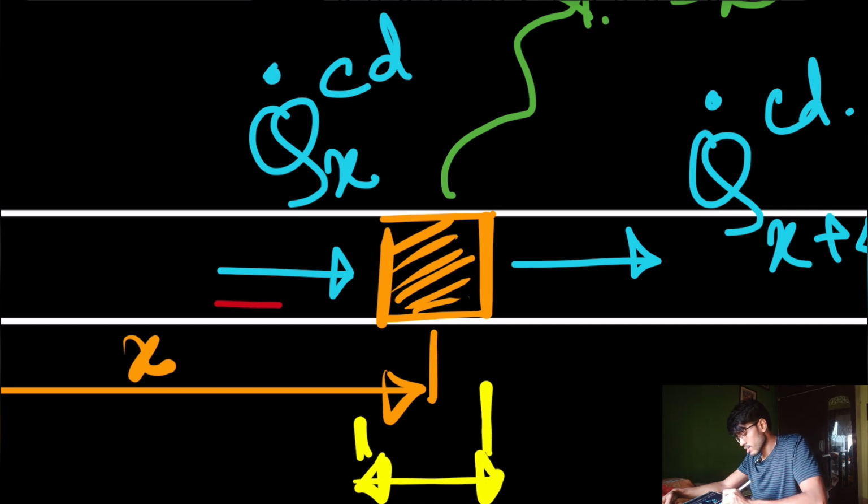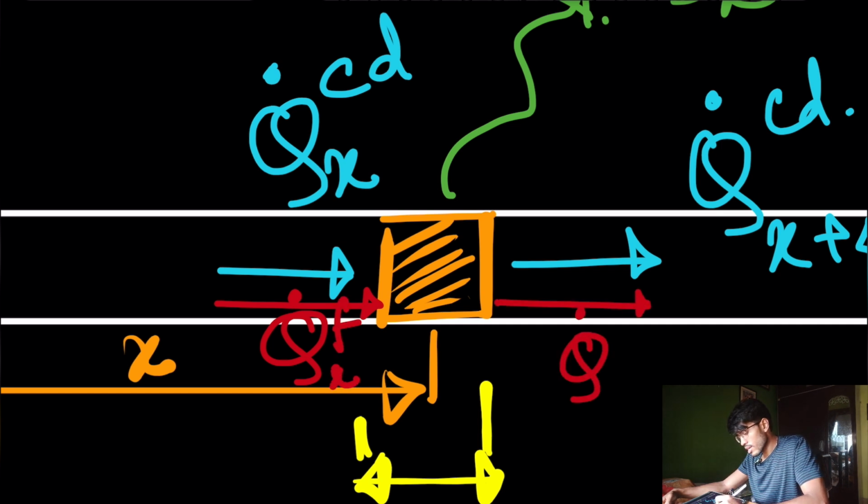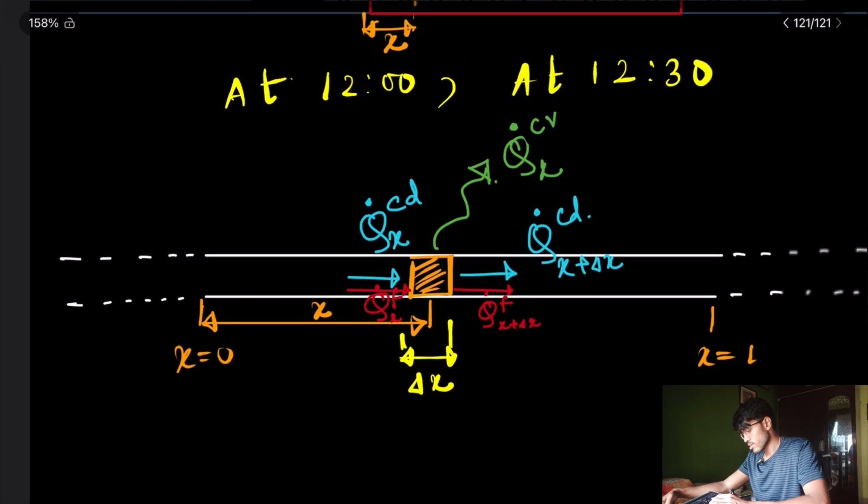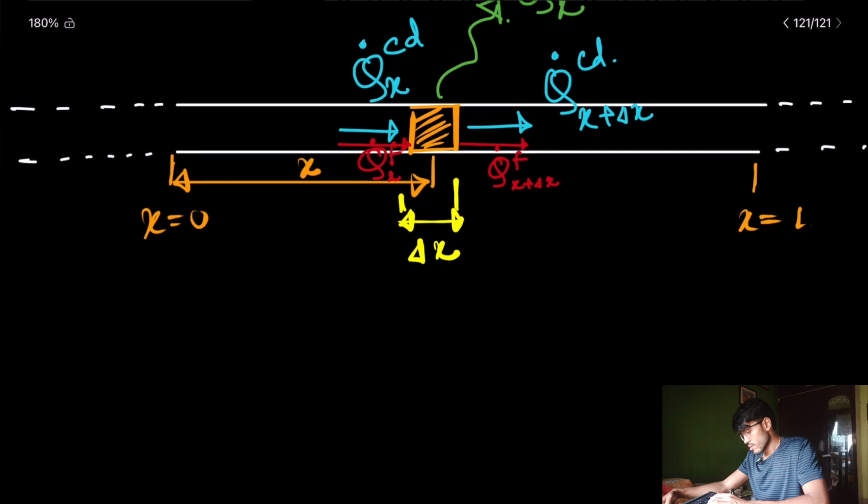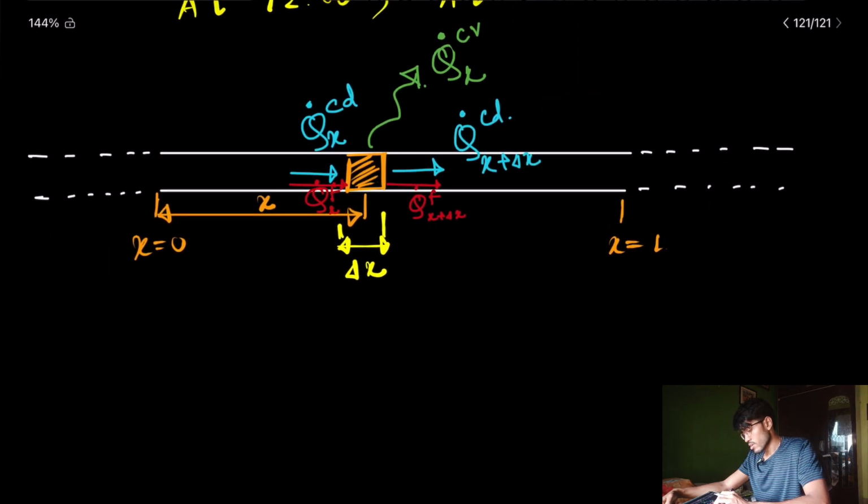So yeah, I will write here. I have to write it a bit larger because I have zoomed it. So it will be Q dot x flow, and it is going out again Q dot F x plus delta x. Now I think it is fine.